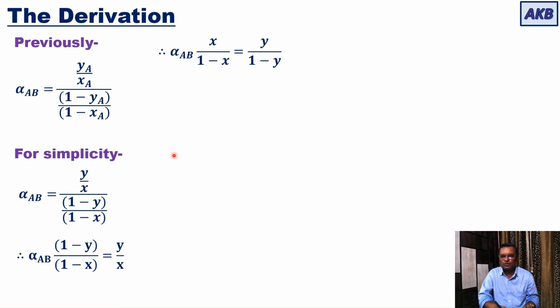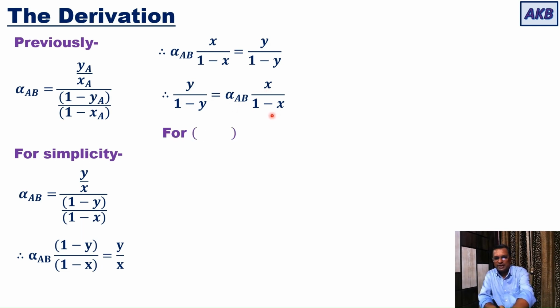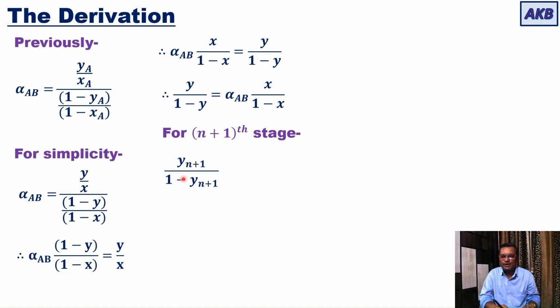So, if I do that, I can get this equation: alpha AB into X upon 1 minus X is equal to Y upon 1 minus Y. That is nothing but Y upon 1 minus Y is equal to alpha AB into X upon 1 minus X. Now, if this equation is to be written for the n plus 1th stage, a stage which is numbered n plus 1, then it will be written this way: yn plus 1 upon 1 minus yn plus 1 is equal to alpha AB into xn plus 1 divided by 1 minus xn plus 1.